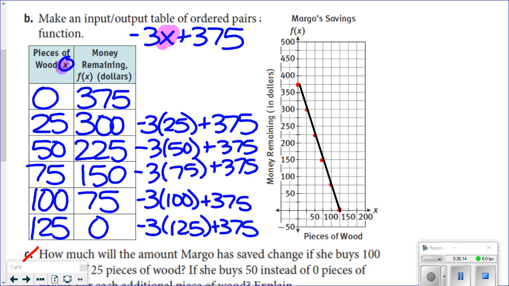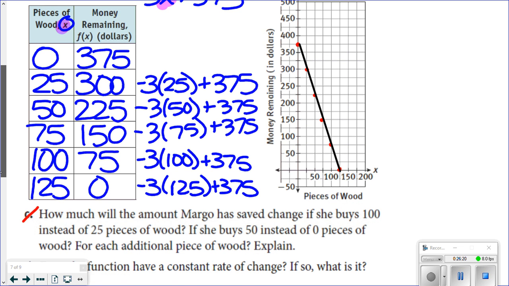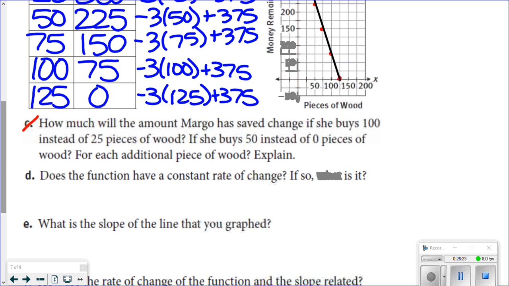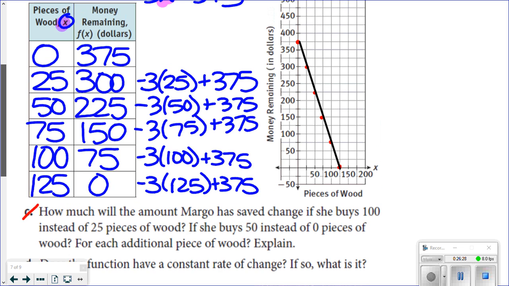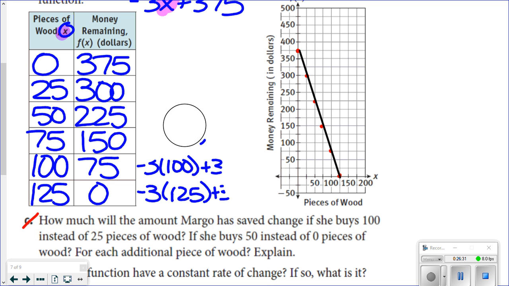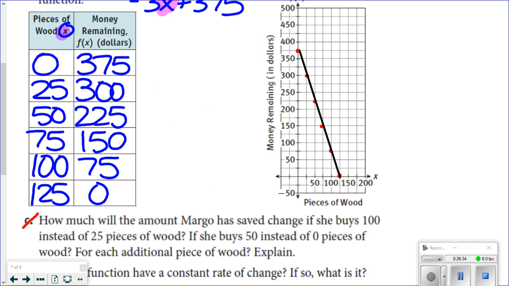And again, we're going to skip question C and jump to question D. Does the function have a constant rate of change? And if so, what is it? So I'm going to erase these numbers here, and let's look at our table. What are we going up by on our x values every time? Pieces of wood here. We're going up by 25. Okay, that's consistent. Perfect.